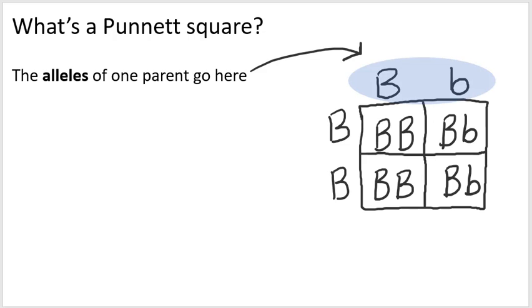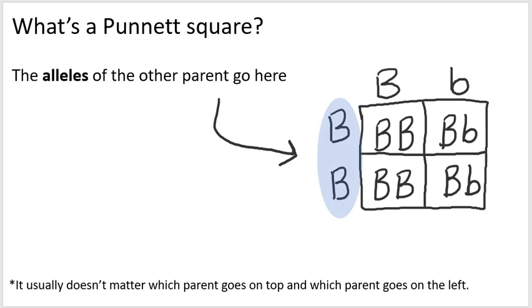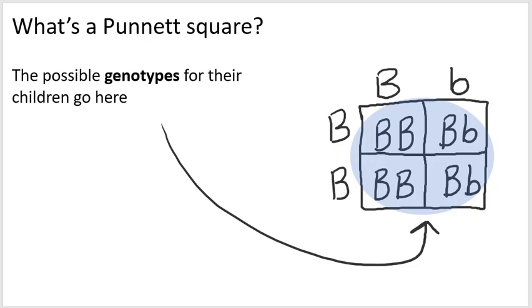First of all, the alleles of one parent go here at the top. And we'll separate the alleles out. One goes on top of that first column, the other goes on top of that second column. The alleles of the other parent go here. And one of them goes next to the first row, and the other allele goes next to the second row. The possible genotypes for their children go here in the middle.